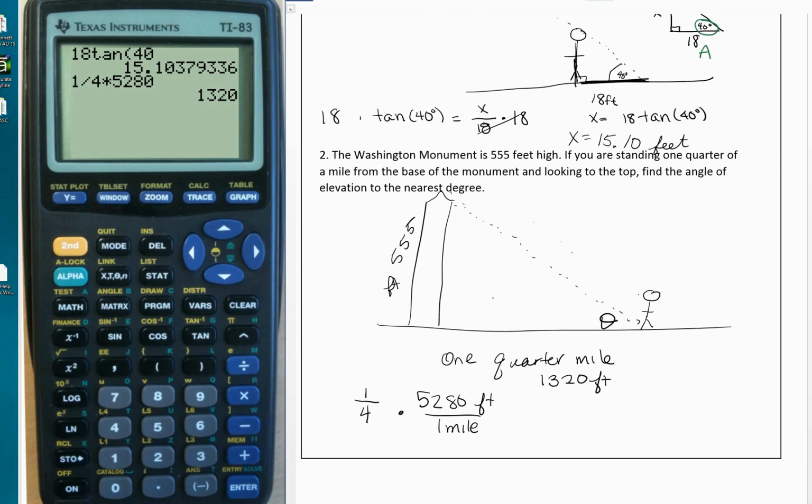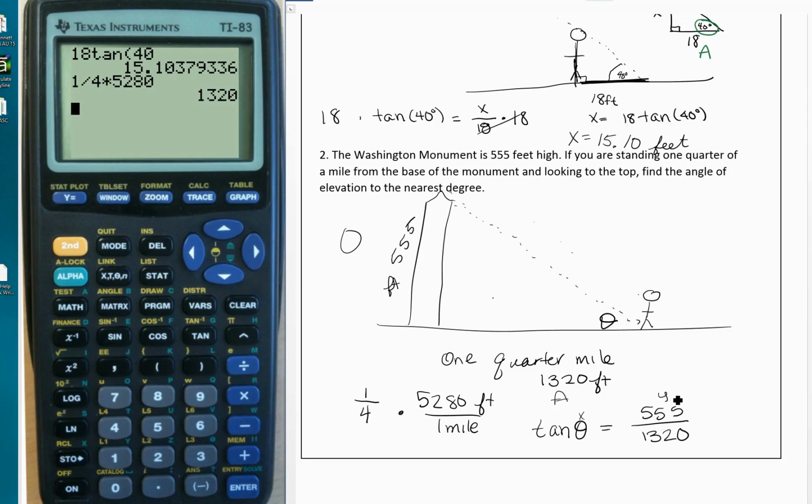And again, we have the opposite side and the adjacent side if we're looking at that angle. So we're going to use tangent, and we're going to say tangent of theta equals 555 over 1320. Now, here's something that we'll learn about a little bit later, but we'll give you the basics of it. We need to get our theta out of our tangent. What this means is this is our x, we have our y, we need to go backwards.